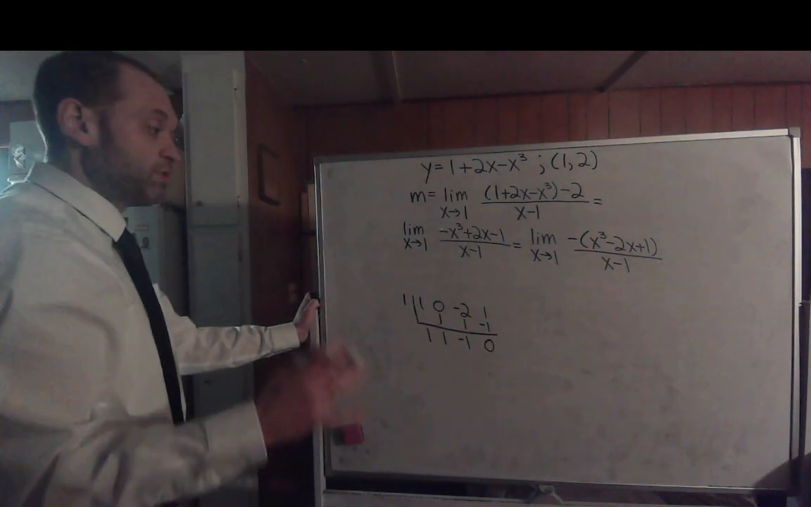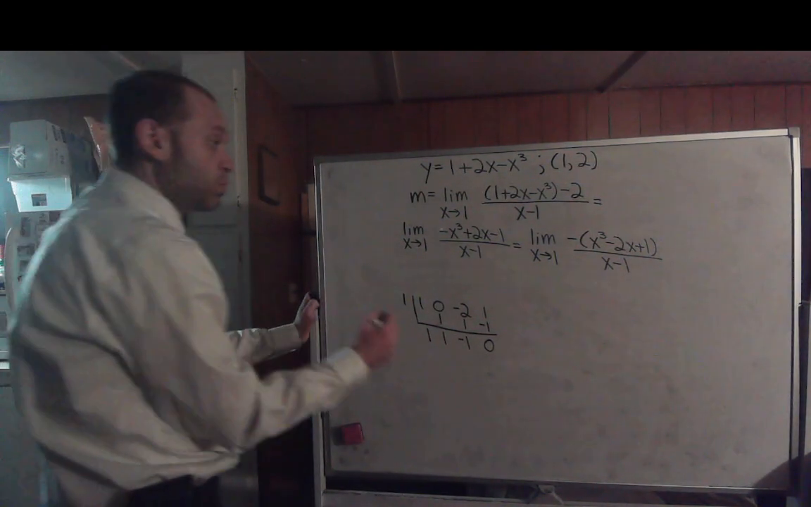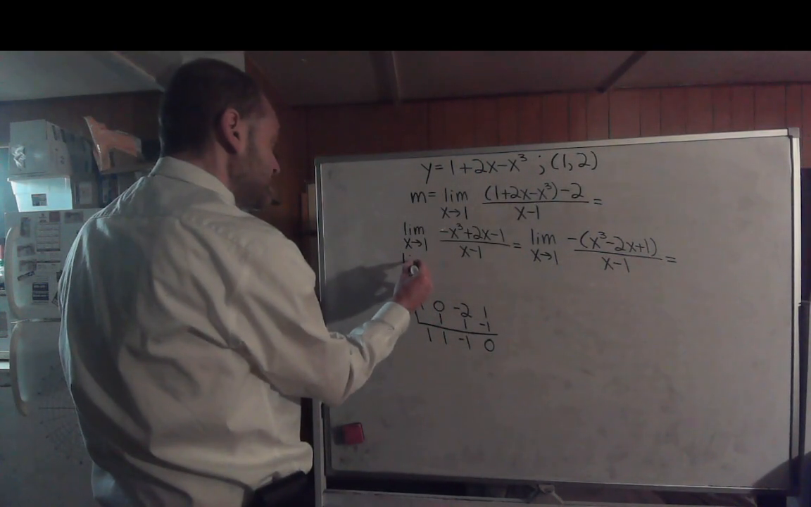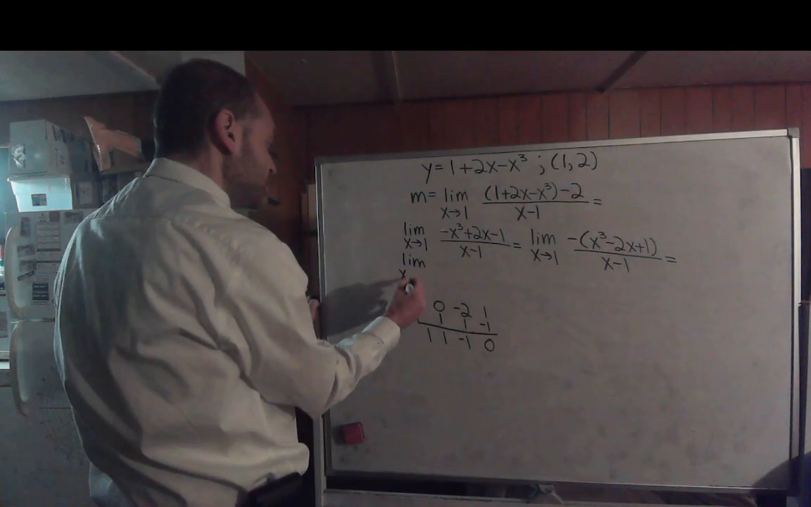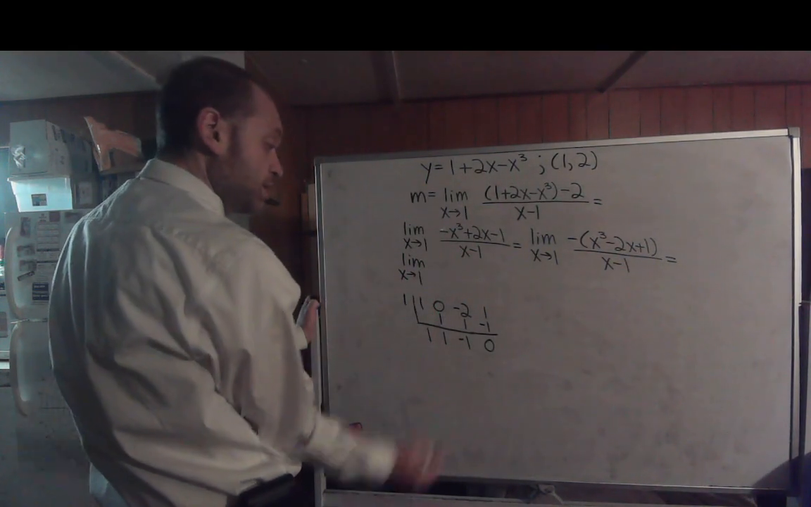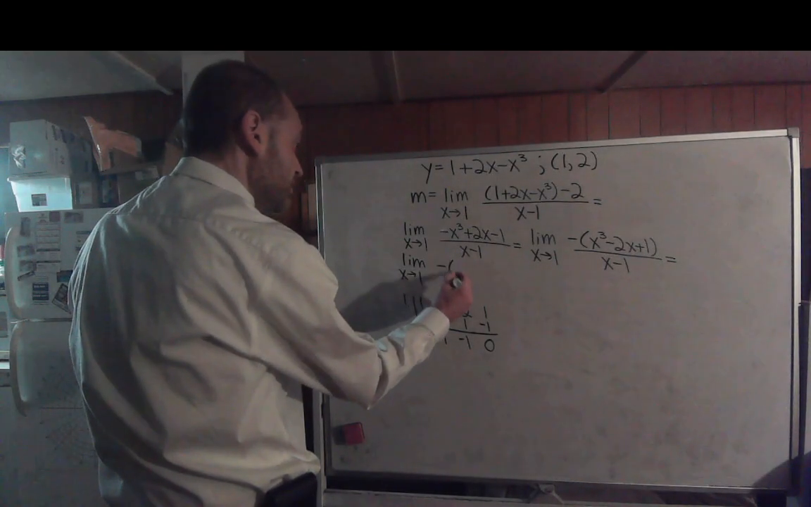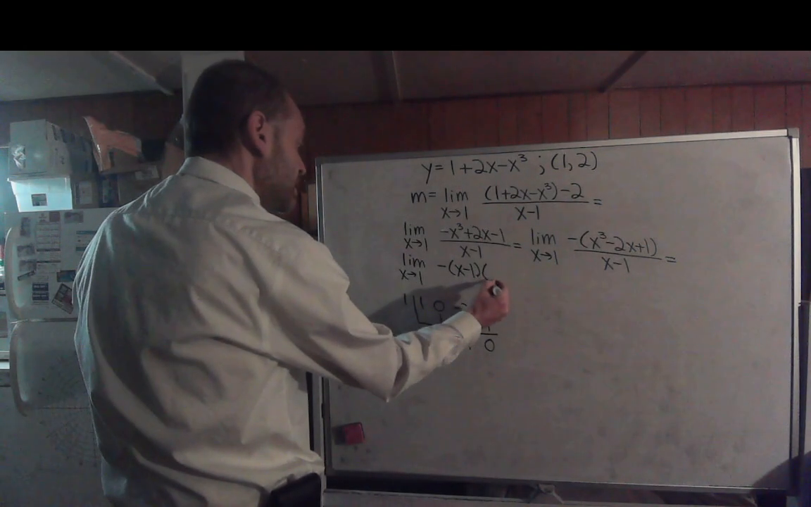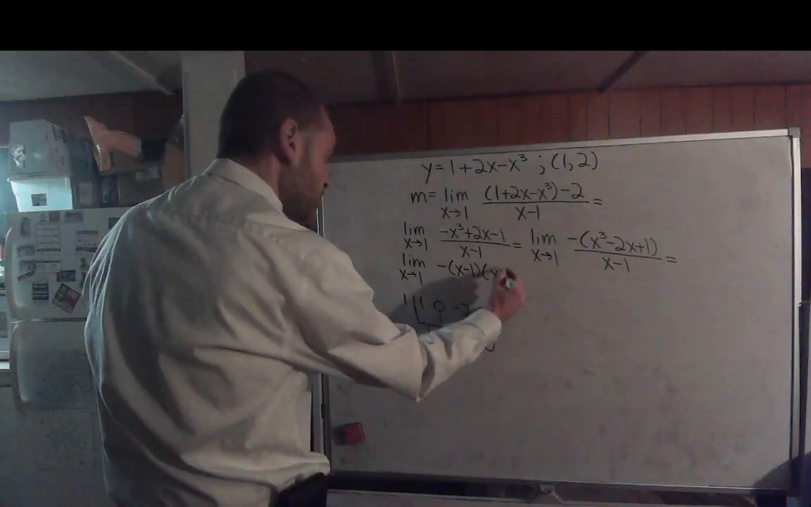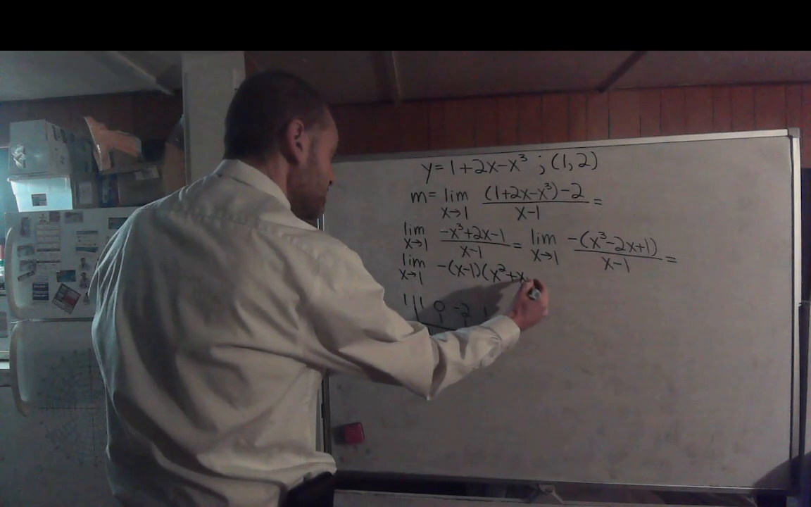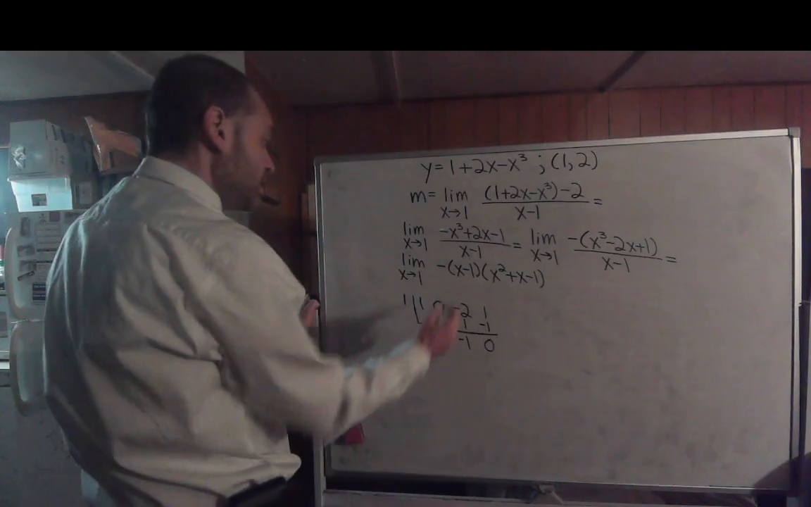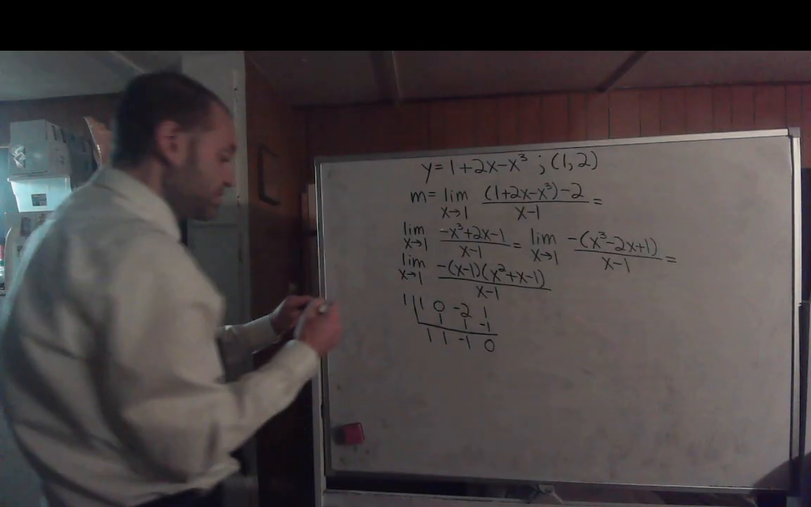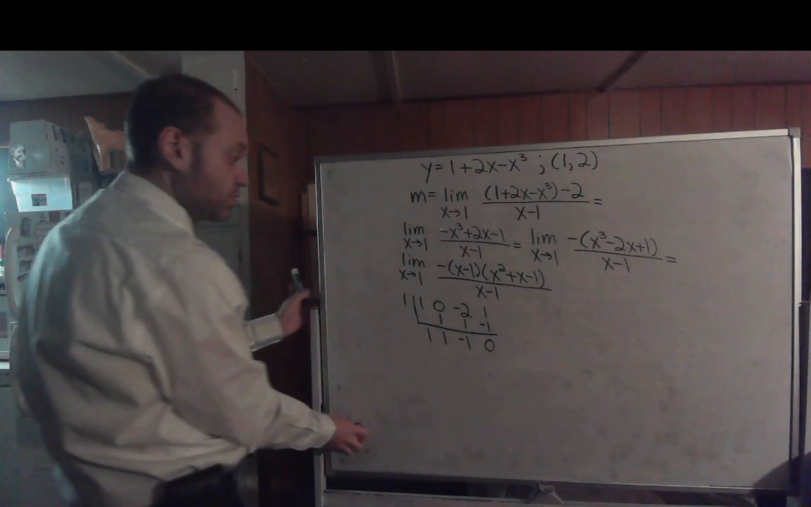So this fits perfectly. So what we should end up getting now is the limit as x approaches 1 of the negative of the quantity of x minus 1 times the quantity of x squared plus x minus 1 divided by x minus 1. And you see how nicely those x minus 1's are going to cancel out.